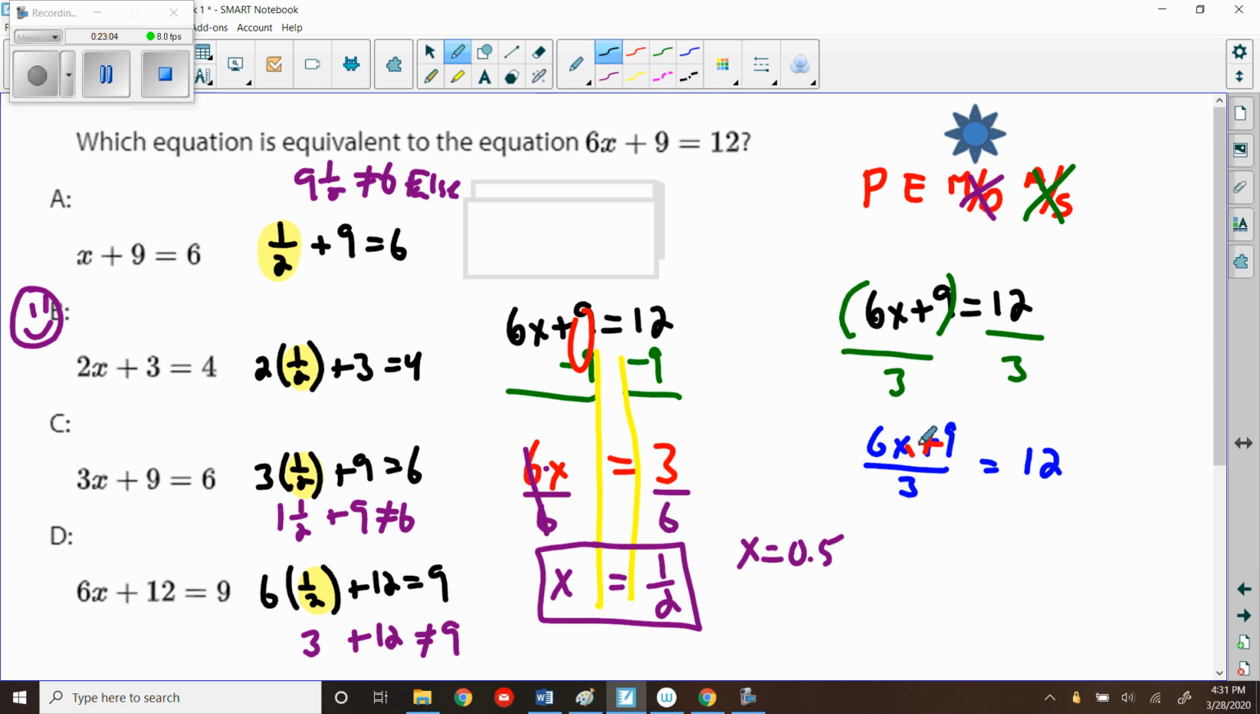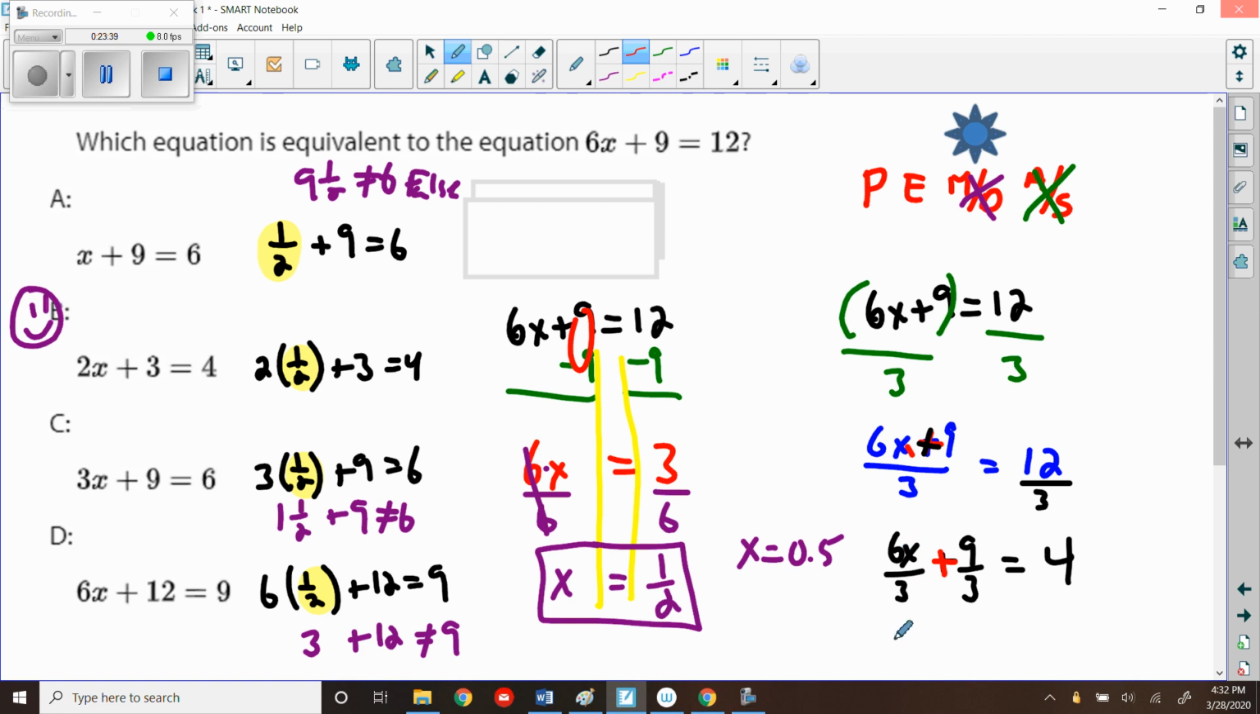Another way that we can write a compound fraction is by giving each term in the numerator its own denominator. Well, I should say divided by 3. 12 divided by 3 is 4. So I'm using a property of fractions that says a compound fraction may be broken up so that each term in the numerator has its own denominator.